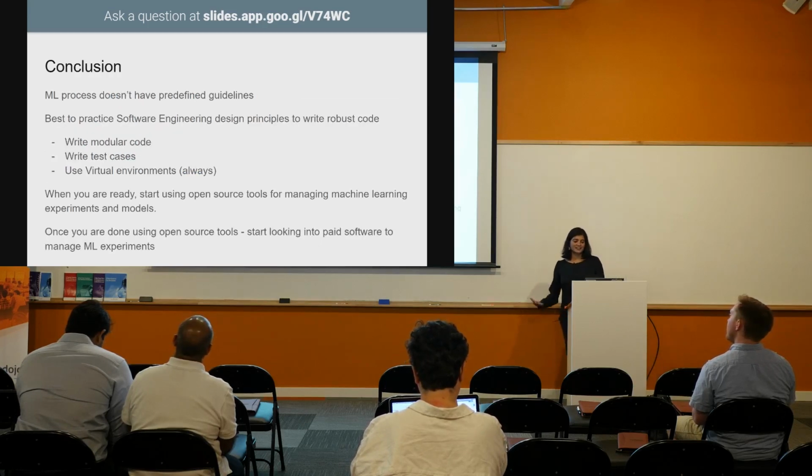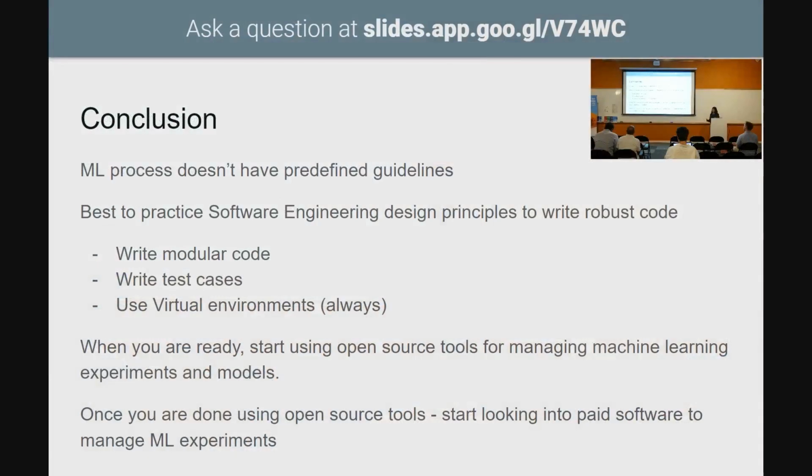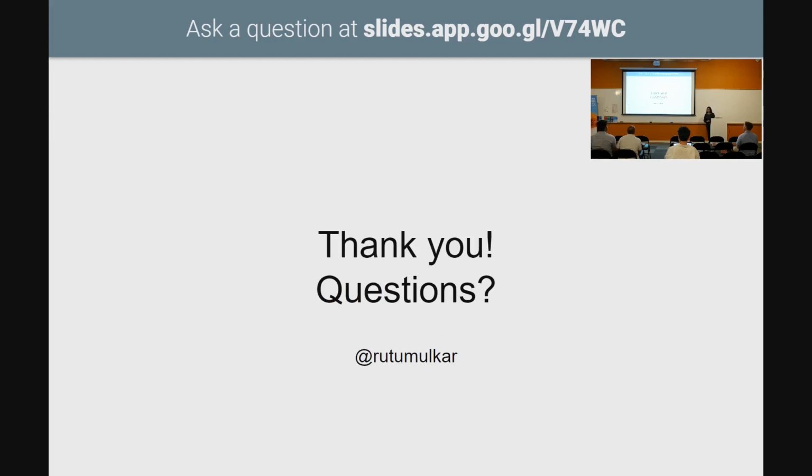Conclusion, TLDR is: for the ML process, we don't have any predefined guidelines like software engineering or writing code. So the best practices we can take from software engineering are: write modular code, write test cases, use virtual environments. The last one, I would say always do that. It's just so much easier to reproduce code. And when you're ready, start using some open source tools to manage your experiments. And when you outgrow that, let's get into the paid space and figure out these server-based tools to track all experiments. And that's it. Any questions?